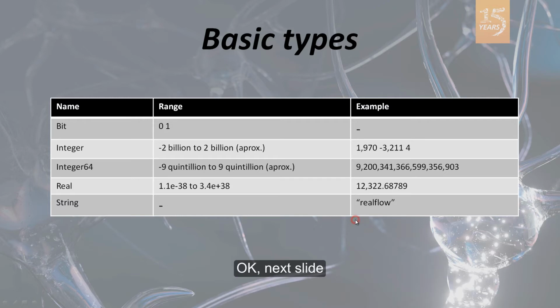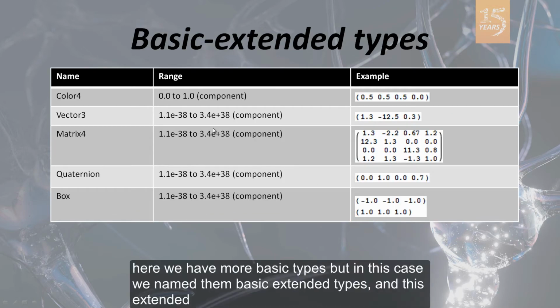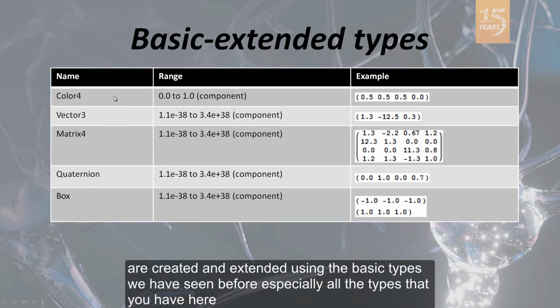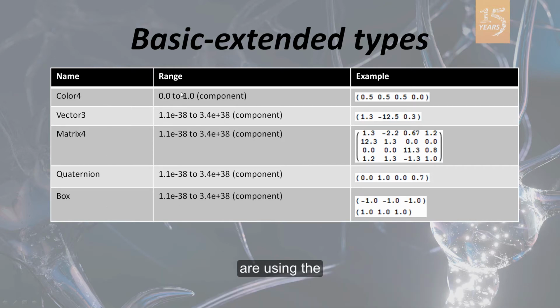Okay, next slide. Here we have more basic types, but in this case we named them basic extended types. This extended name is used because those basic types are extended using the basic types we have seen before. Especially, all the types that you have here are using the real data type for the components.